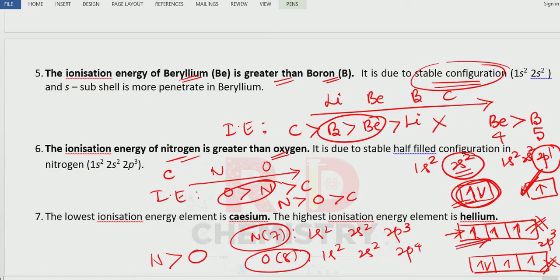Okay. Point number 7. The lowest ionization energy element is cesium, because cesium is the largest size alkali metal, and the highest ionization energy element is helium. Okay, this you have to remember.